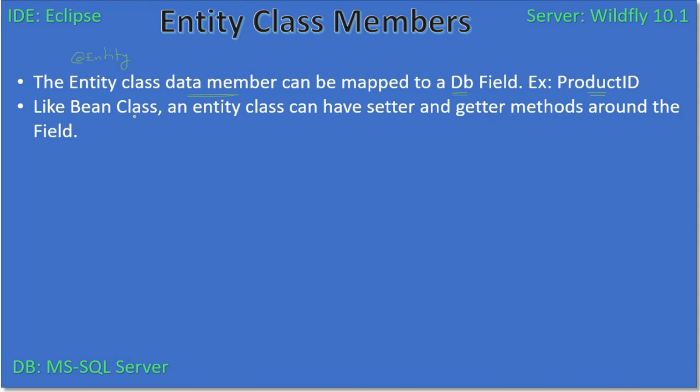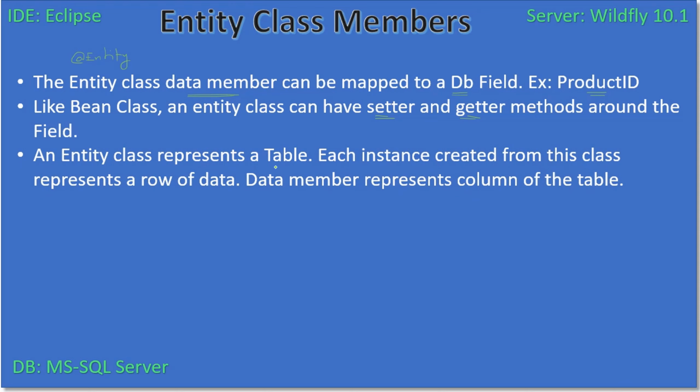Like a bean class, an entity class can have setter and getter methods around the field. Here, a field that is mapped to a database can have getter and setter methods. The external world makes use of these getter and setter methods to modify the field, thereby modifying the column data which is cached in memory. Later it can be flushed so that it is reflected in the database.